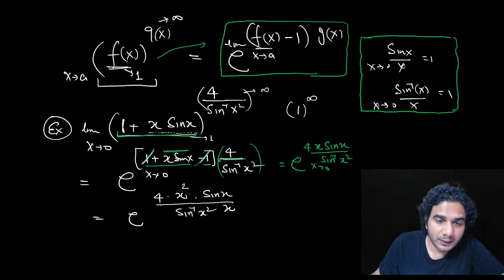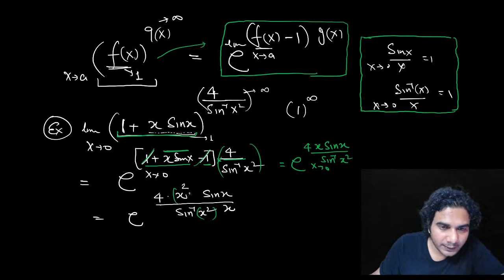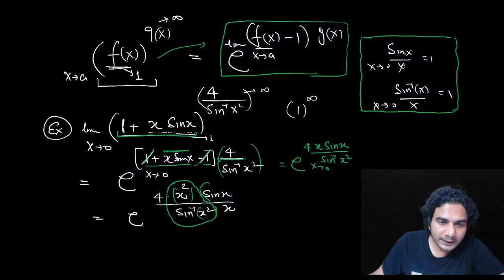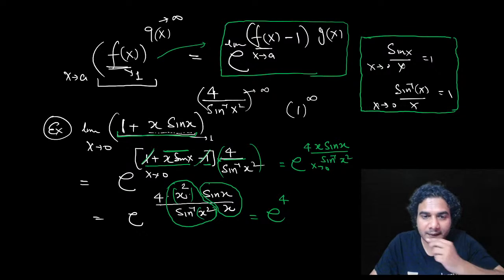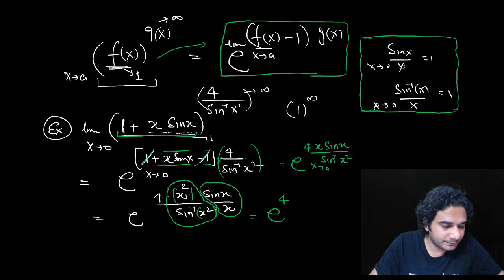All right. So I have multiplied and divided by x square so that this argument will become the same, x square, x square. So sine inverse of x square upon x square will become 1, and sine x upon x is also 1. So it is going to be e raised to 4 only. That's it. Done.